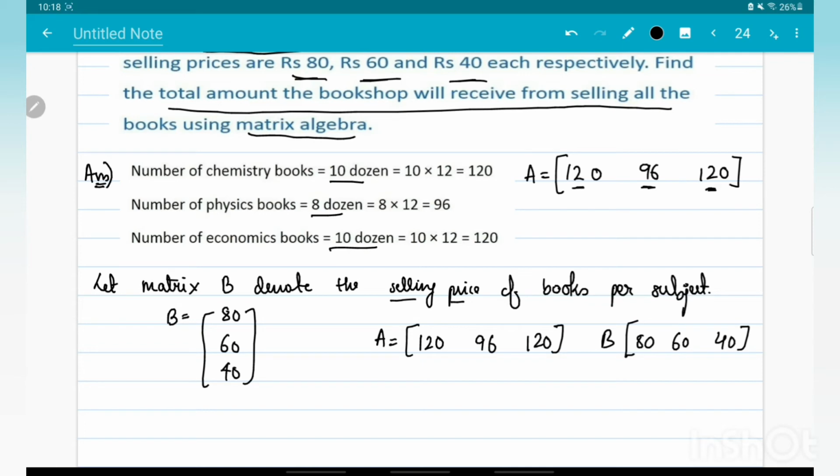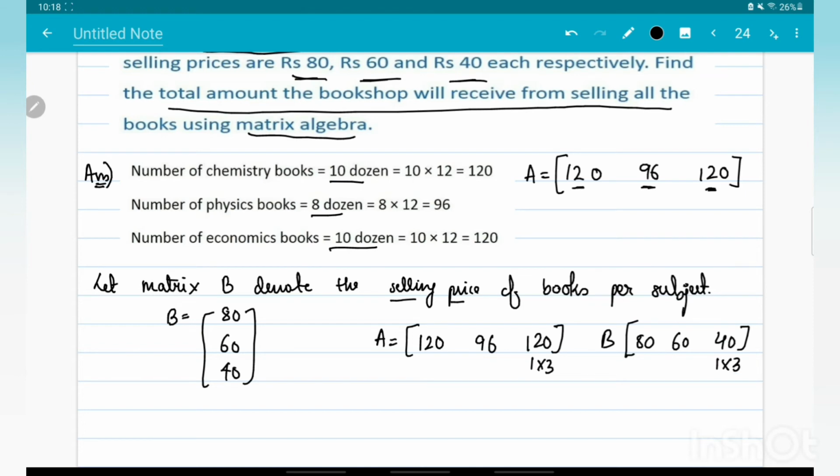That is how I'm going to do it. I'm going to multiply the number of books with their selling price, so that I can find the total price that the shopkeeper has earned. So when I try to multiply them, if you see, the first matrix is of order 1 by 3, since there is 1 row and 3 columns. The second matrix is also of order 1 by 3.